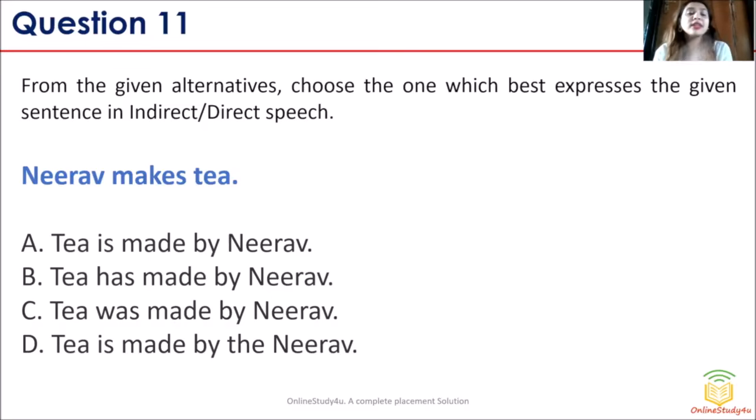Okay. So firstly, Nirav makes tea. We need to keep it in the same tense, which is it is made by. Makes tea is made by. It will not be has, it will not be was. Okay. Now, is it by Nirav or by the Nirav? With a proper noun, we do not use a definite article. So it's definitely not by the Nirav. The correct answer is Nirav makes tea. Tea is made by Nirav. That is your correct answer.